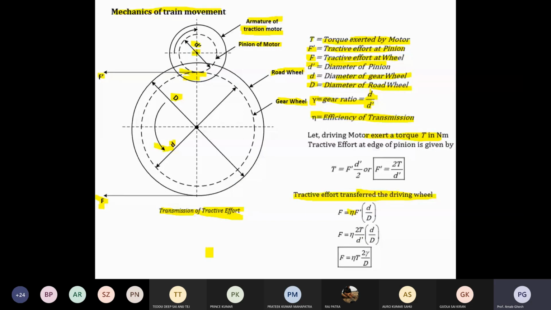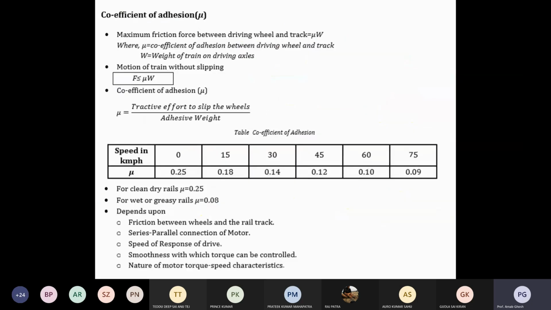Based on it you can understand the operations, and the final expression of the speed is a function of the efficiency as well as gamma, okay. So both points are important, okay. So what is the coefficient of adhesion, okay. Now you have to think about that motor, just for a moment.